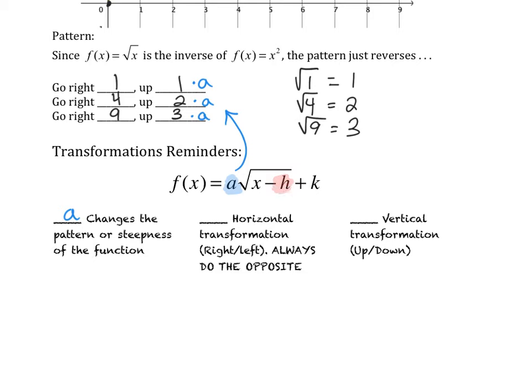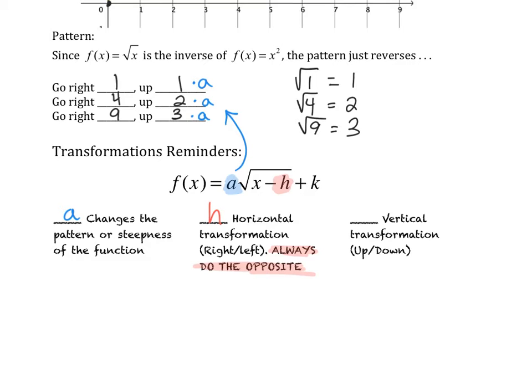Remember, in transformations, that H on the inside of the square root tells you the horizontal transformation. It tells you whether you're going to move right or left. And here's an important piece of information: whenever you're talking about moving right and left, it's always the opposite. So if it's minus, you're going to move to the right. If it's plus, you're going to move to the left, which is opposite thinking.